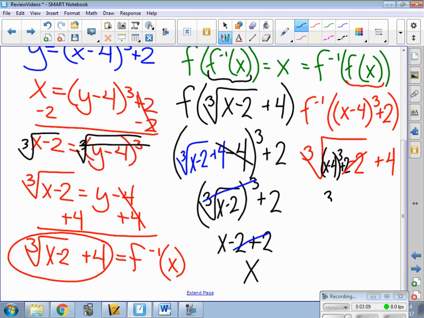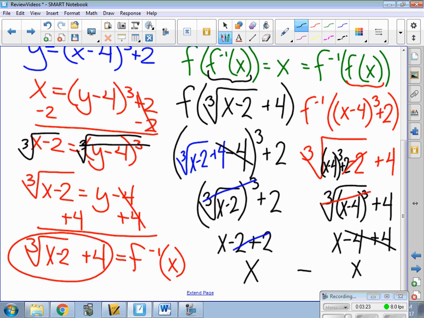And that leaves me with the cube root of (x minus 4) cubed, and then plus 4 outside the radical. But cube root cubed, again, will cancel each other out. That leaves me with x minus 4 plus 4. And negative 4 plus 4 is x. So I'm left with the identity function again. So when I take the inverse and plug it into the original, it equals x. And when I take the original and plug it into the inverse, I also get back x. That's how I'm proving that I correctly found the inverse.